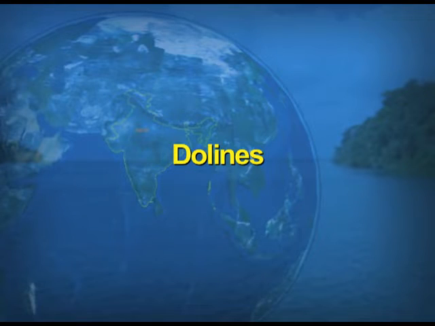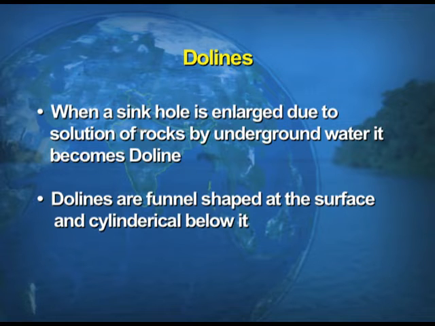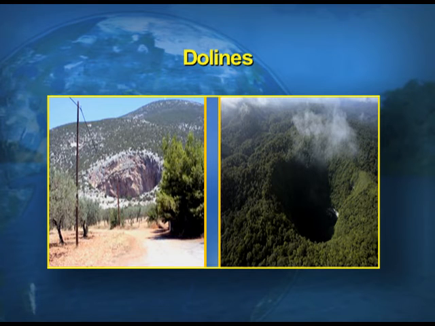Now, we take up another feature that is known as dolines. When a sinkhole is enlarged due to the solution of the rocks by the underground water, it becomes a doline. Dolines are funnel shaped at the surface and cylindrical below it. Children, they are 8 to 12 meters wide and 4 to 20 meters deep. So, this is a visual of the dolines.